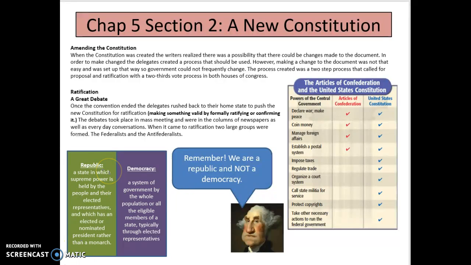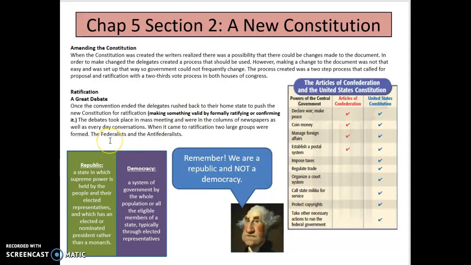Once the Constitutional Convention ended, they all went back to their states to push the new Constitution for ratification, which means making something valid by formally confirming it. The debates took place in mass meetings, and they were all in the newspapers about what was going on.